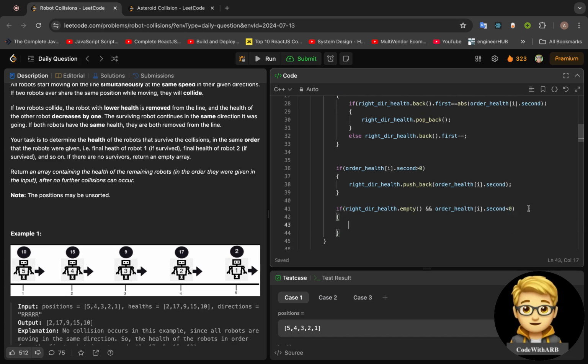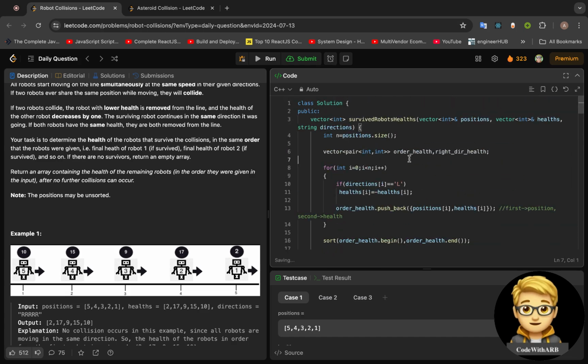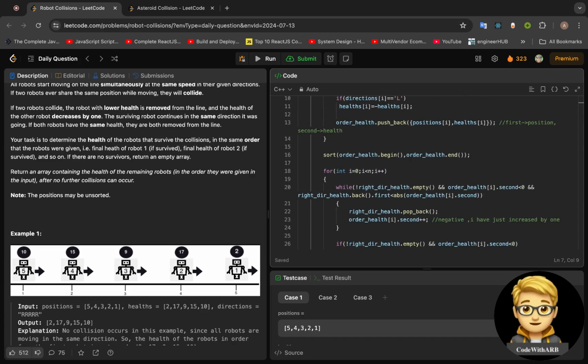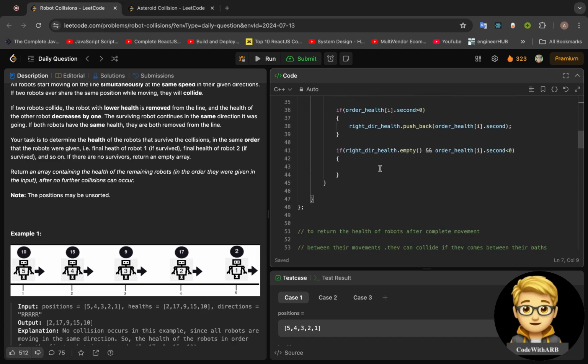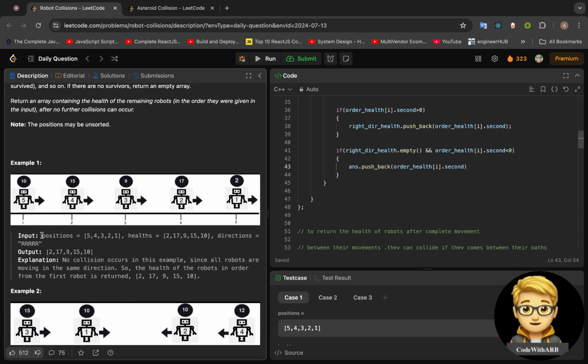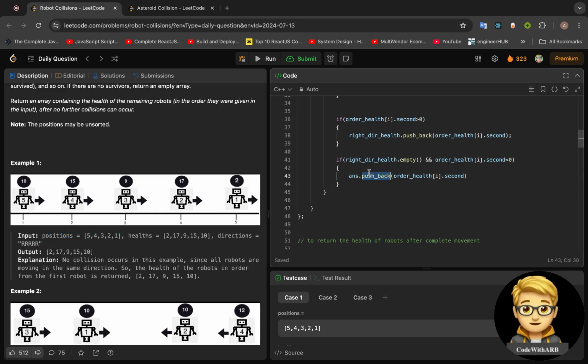So what I will do is store it in my answer. Let's take a vector, call it answer, and this will be stored in my answer. But do you think this is correct? No, this is not correct, because we have positions. Remember, we have positions. So I need to store it with the position itself.